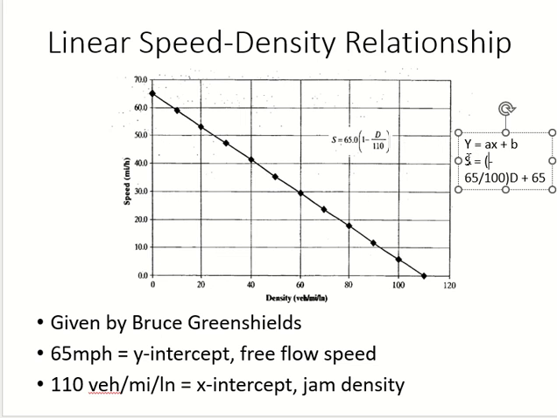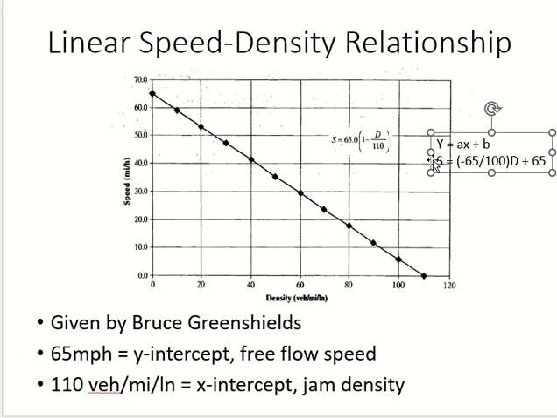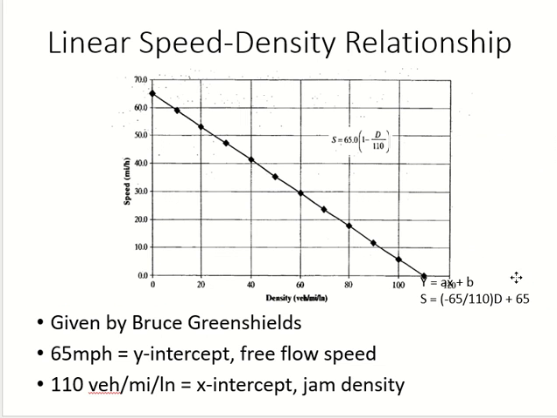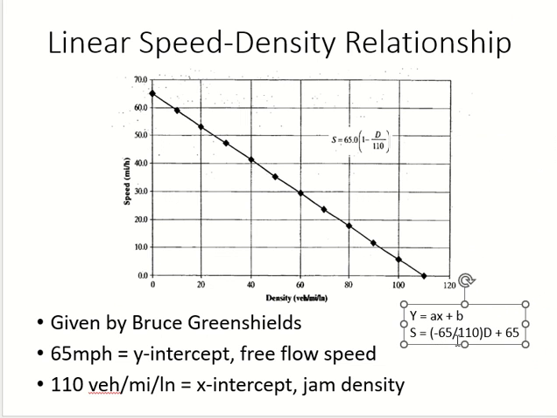Delta x is 110. Why did I put a minus here? Because the slope is going down. Clear? Okay.